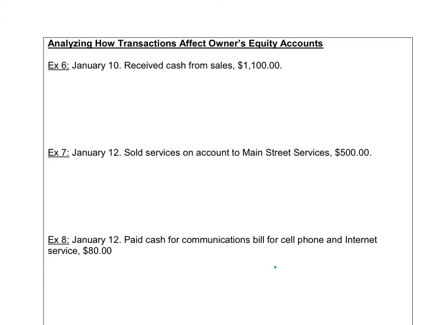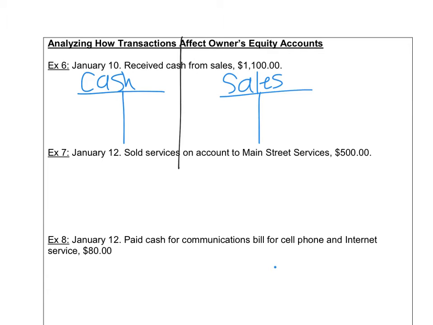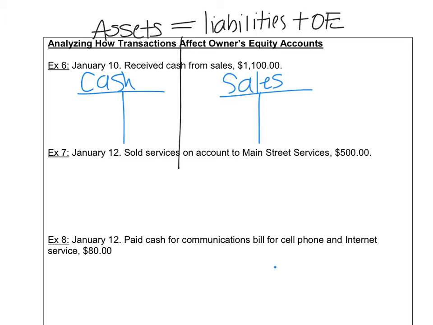So I need one T account for cash, and then another T account for sales. Remember that sales increases my owner's equity. And then I'm going to go ahead and draw a line to separate the left side from the right side of my accounting equation. Let's go over that one more time just to be sure we have it down. Assets is on the left, equals liabilities plus owner's equity on the right.